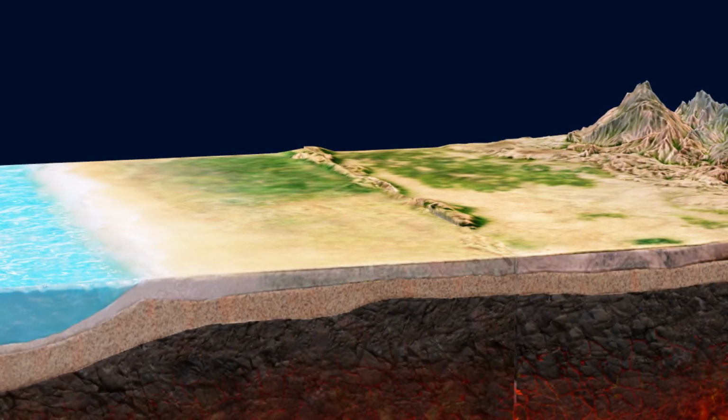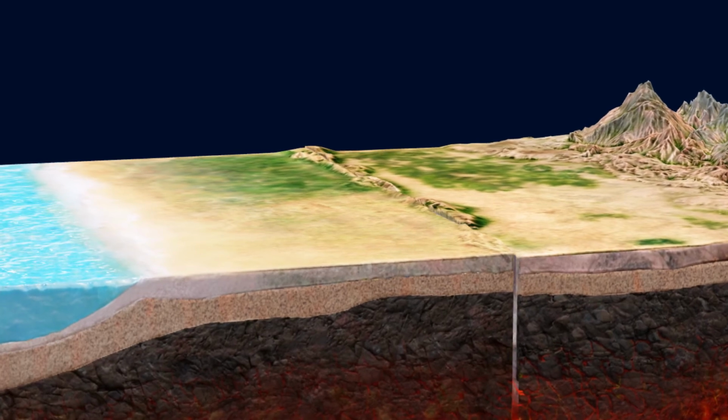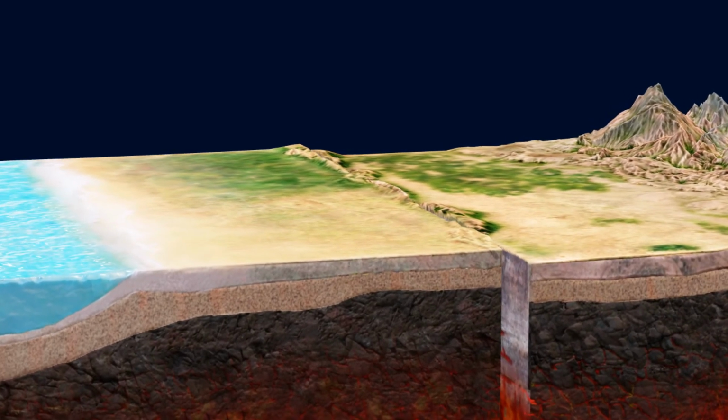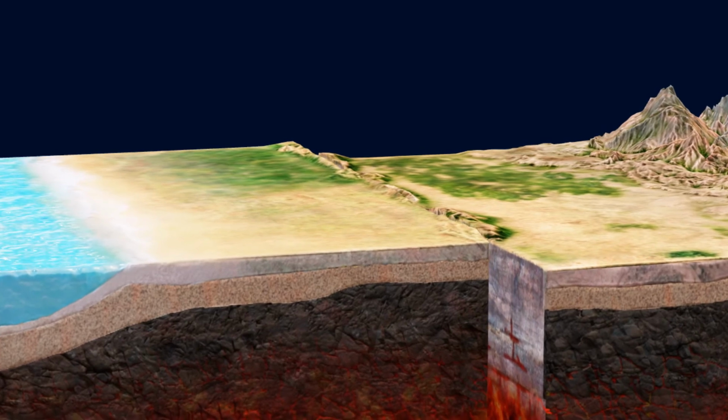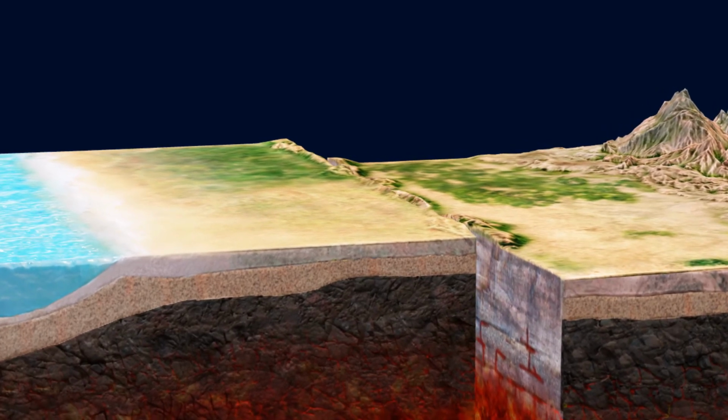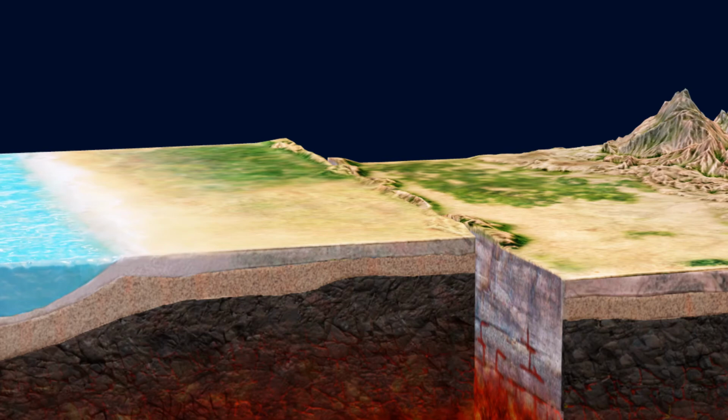The third and final interaction is called transform boundaries. Plates slide past each other in opposite directions. This could be so dangerous as it could lead to the deadliest earthquakes.